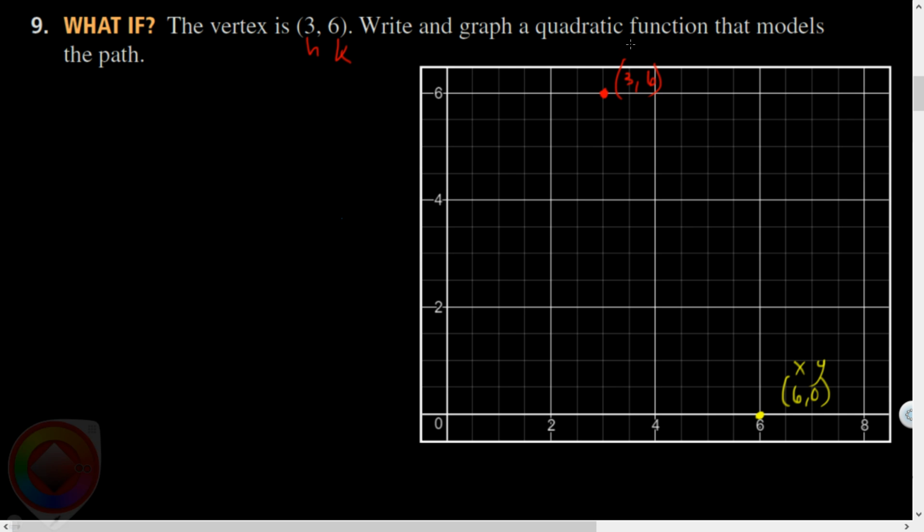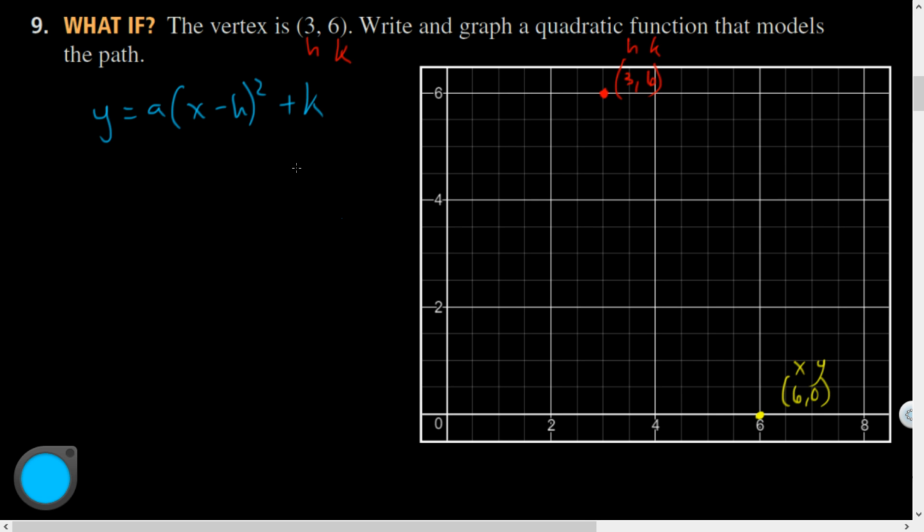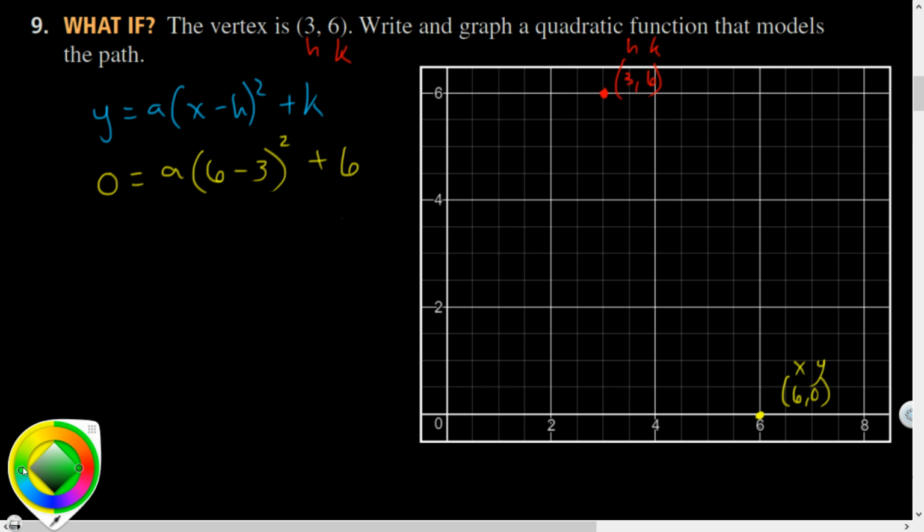This is going to be my h and k, and I'm going to plug in what I know and solve for what I don't. So y equals a parentheses x minus h all squared plus k is my vertex form. And let's plug it in. So 0 equals, I don't know a yet, x I'm saying is 6, minus h is 3, all squared, plus k is 6. So let's have you guys solve that for a using algebra. I'll walk around and help you out.